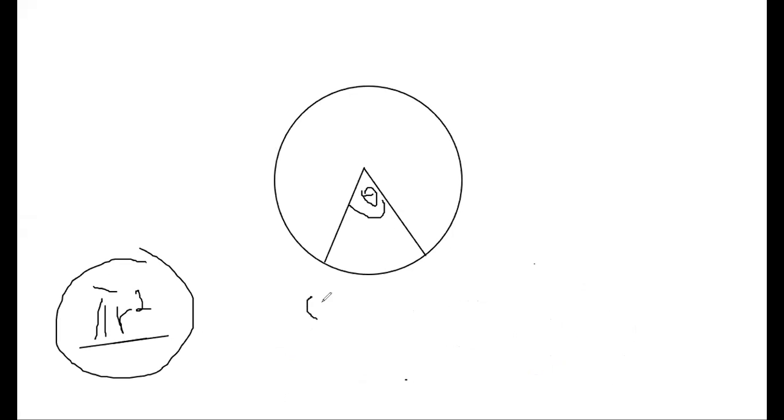Okay, so we'll be having theta over 360 times pi r squared. So any angle you are given, you just insert it there, then you get your answer. That's finding the area of a circle. Any question?